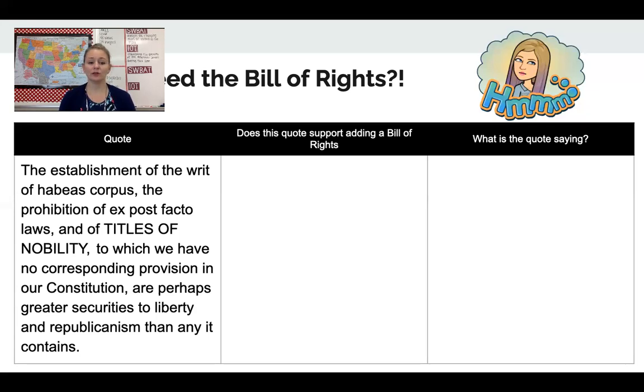And titles of nobility. So in other words, we're not giving anybody the titles of lords and ladies and knights and, you know, all of that kind of stuff. We're not doing titles of nobility in our country like they were doing over in England. So to start this over, the establishment of the writ of habeas corpus, the prohibition of ex post facto laws, and of titles of nobility, to which we have no corresponding provision in our Constitution, are perhaps greater securities to liberty and republicanism than any it contains.